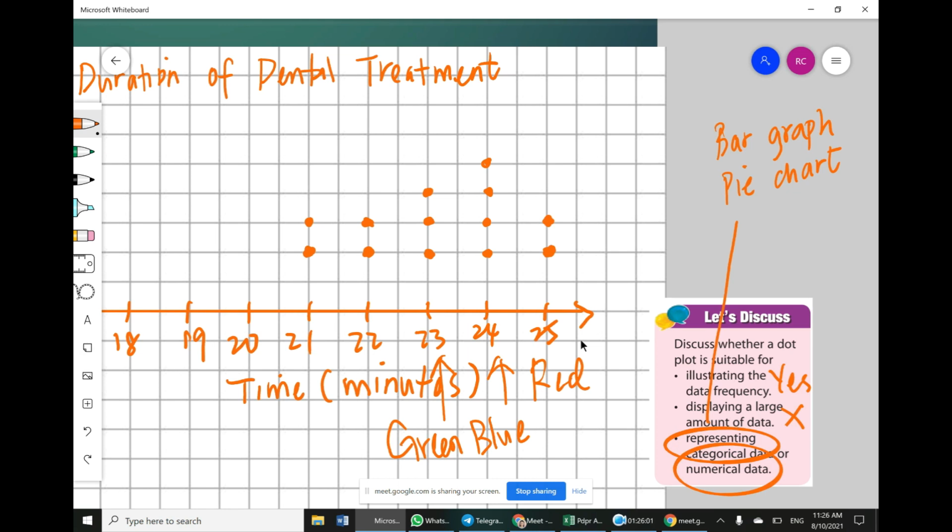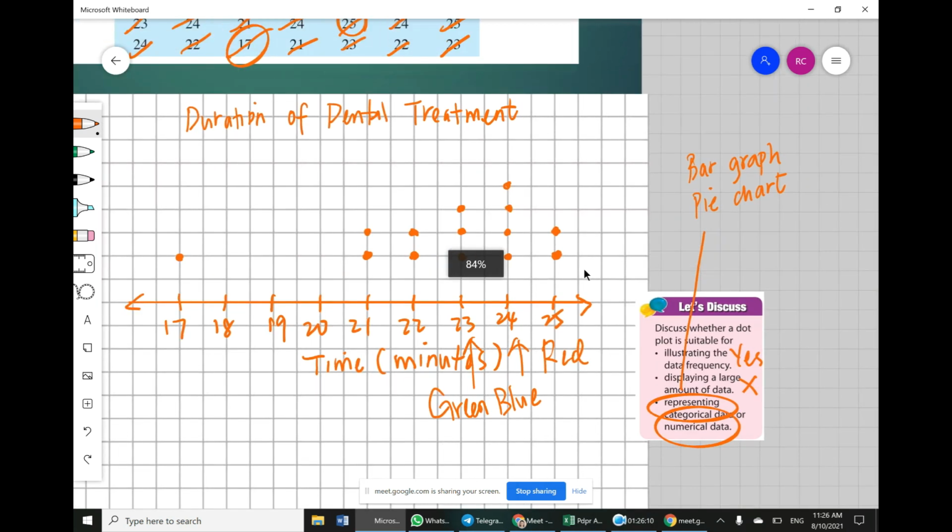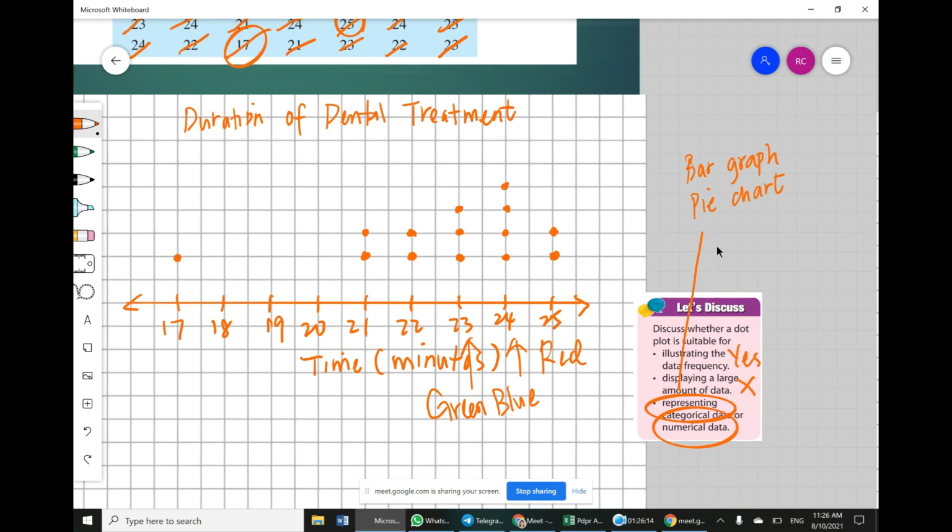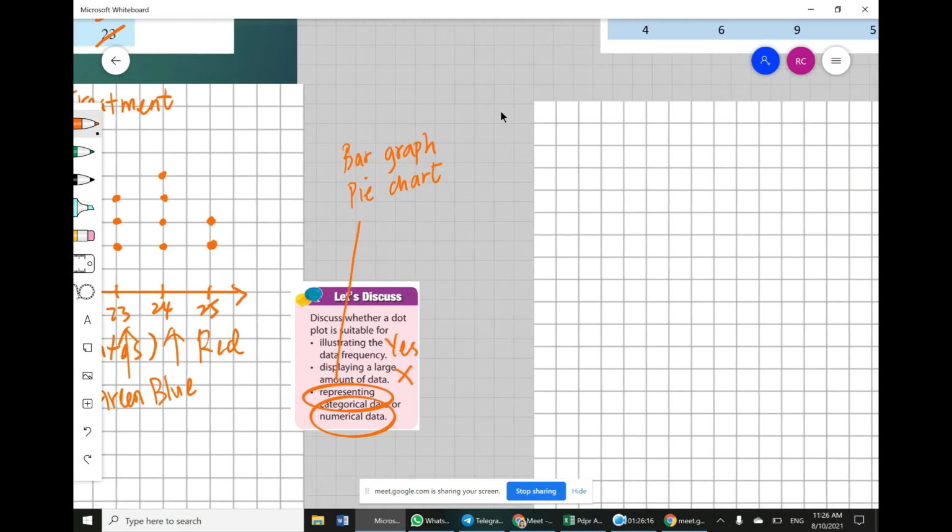That's why we use a number line here. You remember the steps? You use the number line. So we cannot represent categorical data using it. Are you clear now? Class? Okay, let's move on to one more activity.